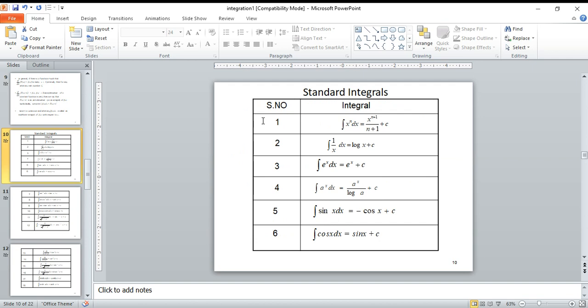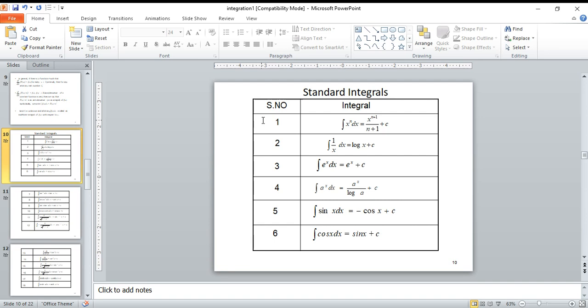Standard integrals. First, integration x power n dx equals x power n plus 1 by n plus 1 plus c. Now see the second one. The derivative of log x is 1 by x. So take the derivative on the left side, that is, integration 1 by x dx equals log x. The derivative answer is the integration question, and the integration question is the derivative answer. Here the first-year answers are the integration questions: 1 by x is the integration of log x's derivative.